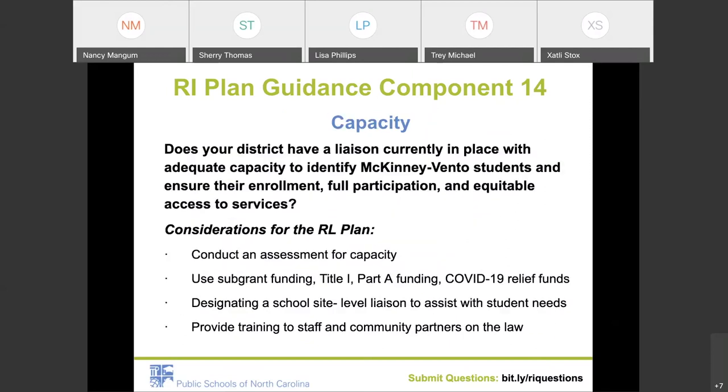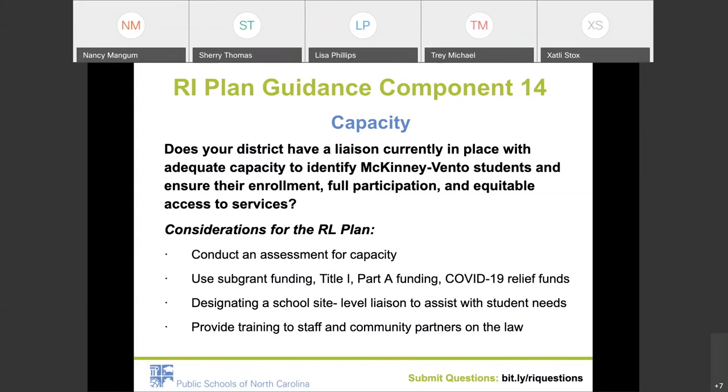Let's take a look at some questions to consider when developing your plans. We will start with capacity. The question all leaders should first ask is whether the LEA's current liaison has adequate capacity to identify McKinney-Vento students and ensure their enrollment, full participation in school, and equitable access to services. Considerations for your plans would include conducting a simple needs assessment to determine capacity. This would be a great place to begin your plan as it relates to homeless students. You would want to look particularly at your current data and your program needs assessments. They will really help you to answer this question. As a side note, I do have sample tools that can be used to decide this should you need something else.